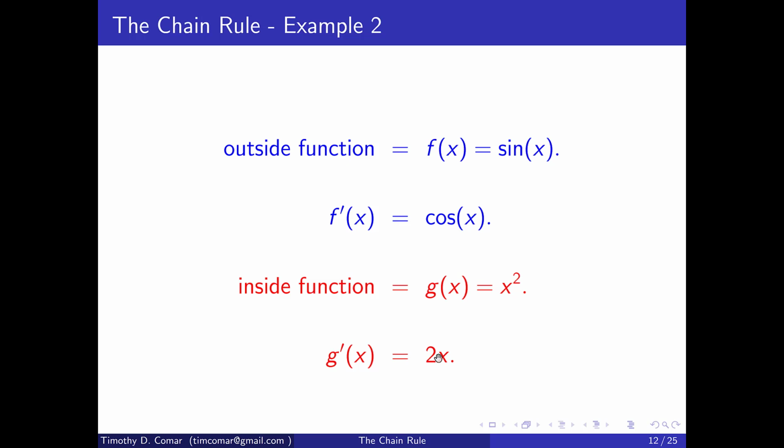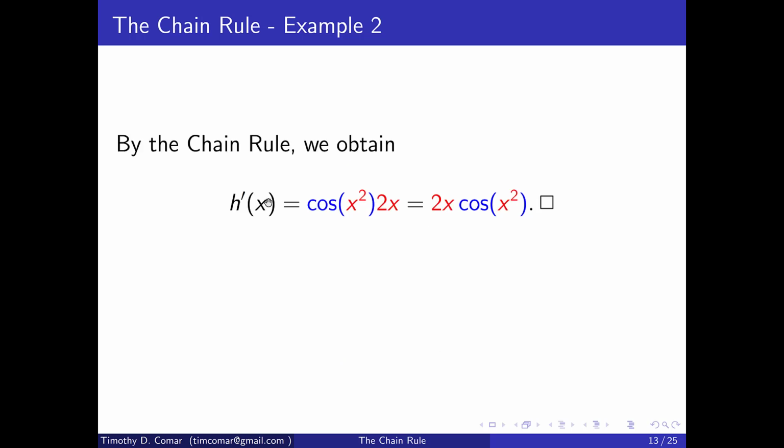Now, we can put all these pieces together with the chain rule to get the following. Our derivative of h is cosine, which again is our derivative of our outside function, composed with that x squared, our inside function, times the derivative of that inside function. And we can rewrite it in this nicer looking way over here. And there's our first example.